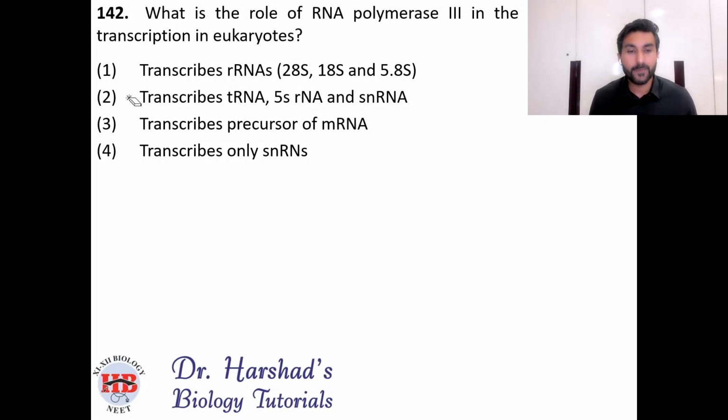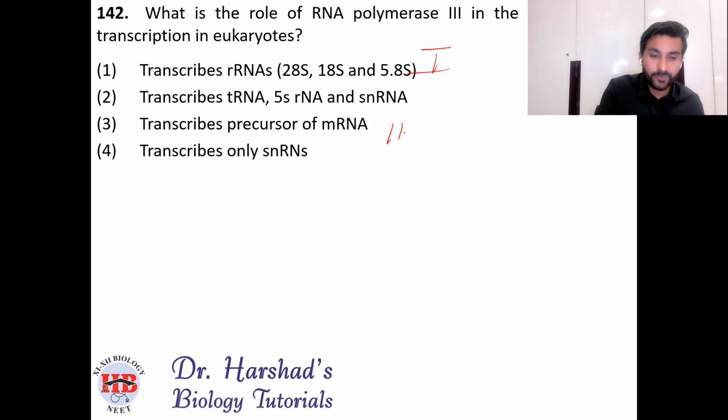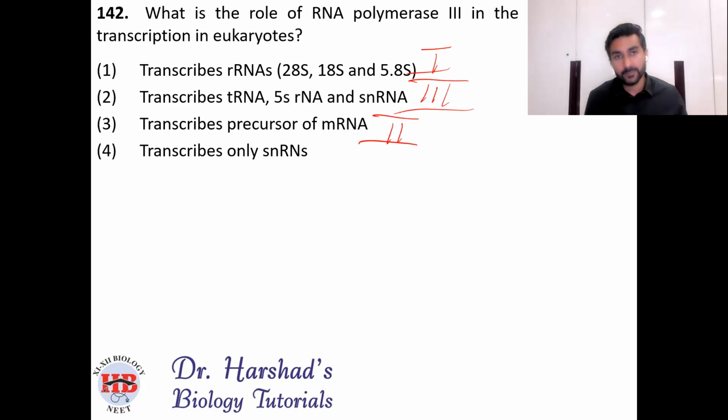The next question is about the role of RNA polymerase type 3 in the process of transcription. If you know, we have 3 different types of RNA polymerase, type 1, type 2, and type 3. Type 1 is responsible for the production of rRNA. Type 2 is responsible for the formation of hnRNA, which is the precursor of mRNA. Type 3 is the one which forms tRNA, 5S rRNA, and small nuclear RNAs. So obviously our answer would be option number 2.